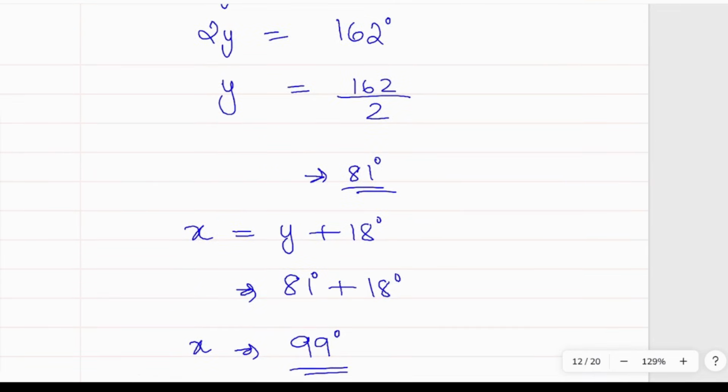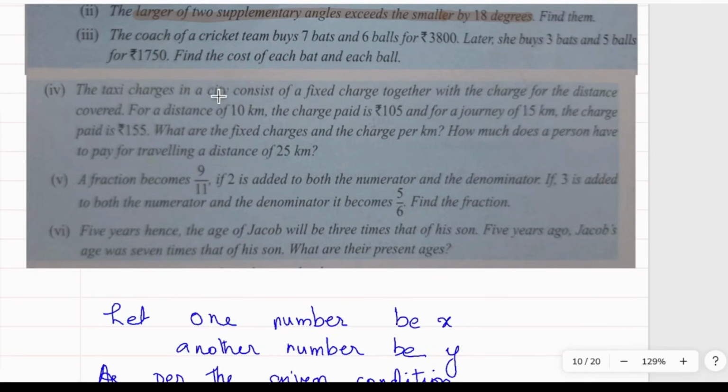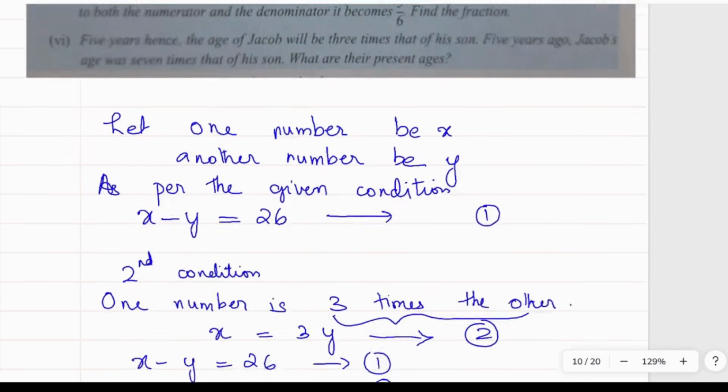In the fourth question, they are telling us that the taxi charge in a city consists of what? It is a combination of the fixed charge with the charge for the distance covered. So if I take my fixed charge as x and my charge per kilometer as y, then for 10 kilometers we have to take 10y. For 15 kilometers it is 15y, and we also have to add the fixed charge. Okay, so now let's solve the question.